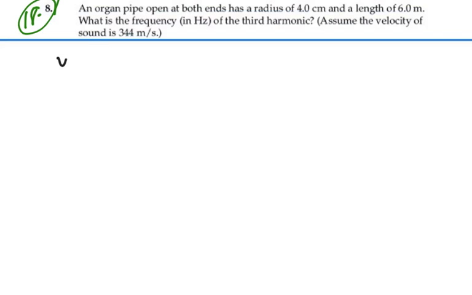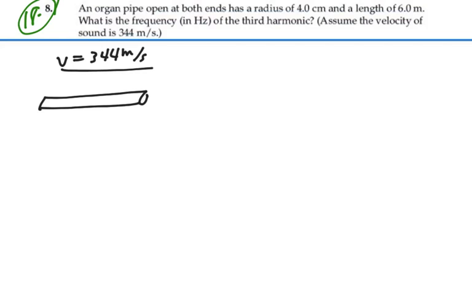So let's write that down. Velocity of sound is 344 meters per second, and that will be the velocity that we're dealing with in this problem. Now we have an organ pipe open at both ends. If we had the fundamental frequency standing wave, that would correspond to a wave that looks something like this, where we had an antinode at one end and an antinode at the other end with a node in between. That would be the simplest configuration we could get to produce resonant sound.